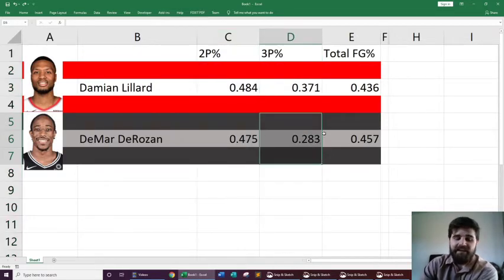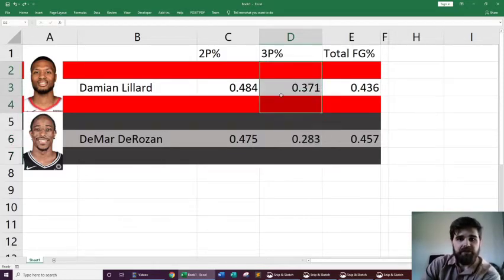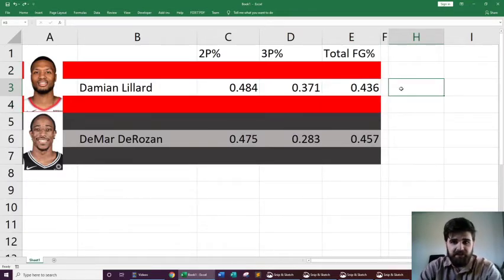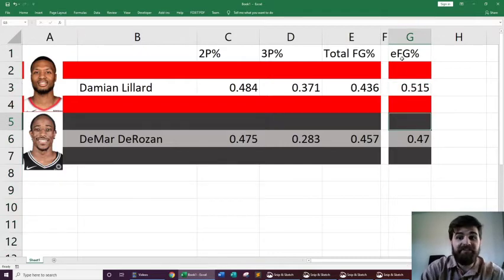DeMar DeRozan doesn't take a lot of these shots. So he only has a few 3-pointers, whereas Damian Lillard does a lot of this, right? He does a lot of these shots. So we have more of these sort of lower percentage shots dragging down his field goal percentage, which is why basketball statisticians like to use something called effective field goal percentage, which takes that into account.